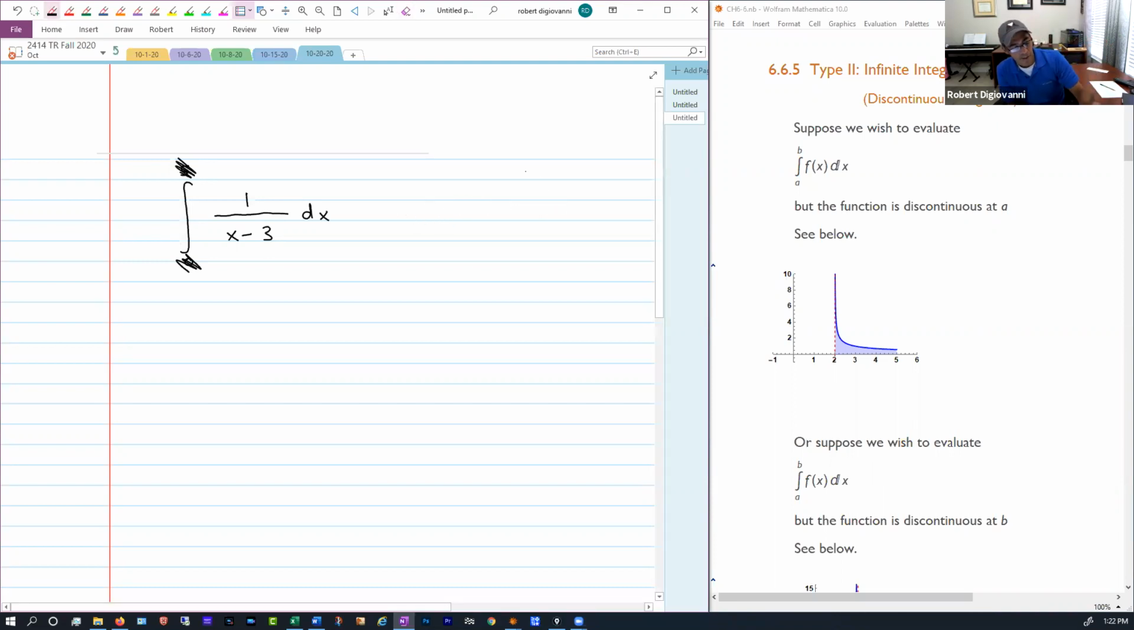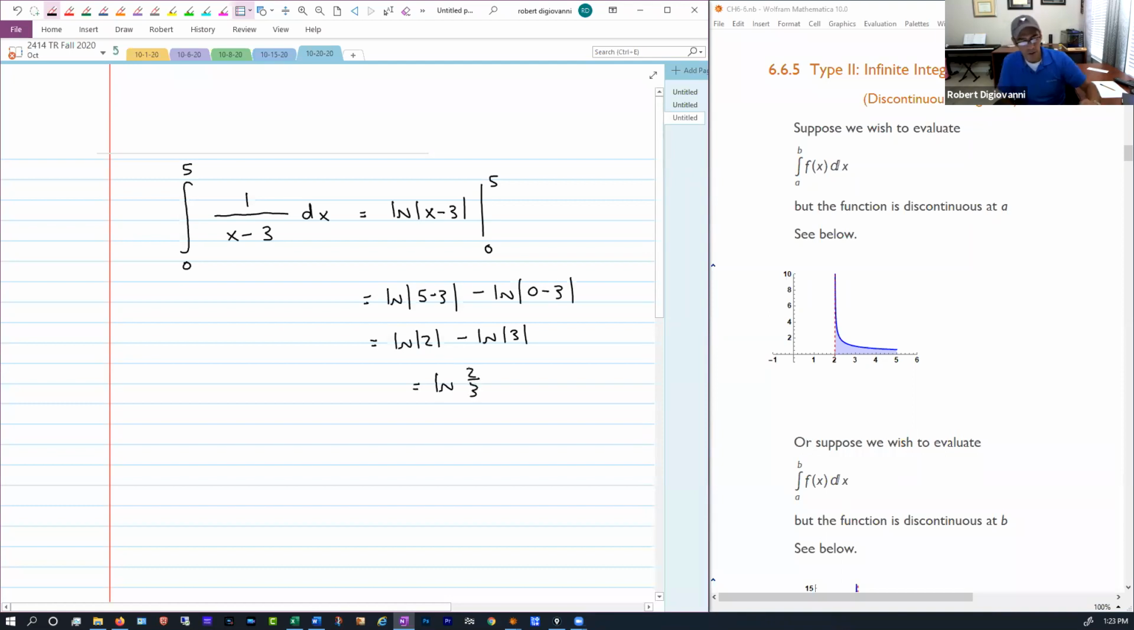Now, that's not what we have. We have limits of integration. And I'm going from 0 to 5. Because 0 to 5 includes that number 3, we cannot just do the antiderivative. You are not allowed, okay? This would be a huge mistake to do this and then plug in 5 and then plug in 0. See what we get. We get natural log of 2 minus natural log of 3. You could rewrite that as 2/3 if you wanted to, using properties of logs.